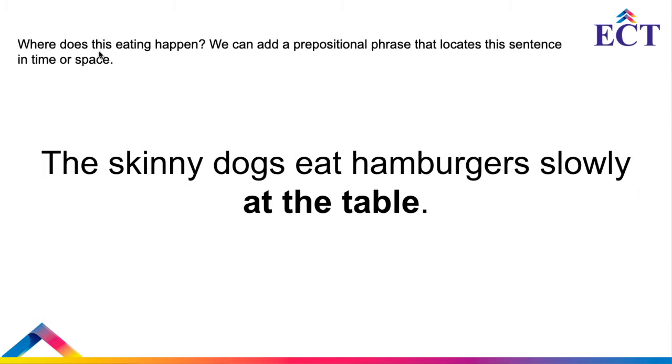Then comes where this eating happens. We can add a prepositional phrase that locates this sentence in time or space. So the skinny dogs eat hamburgers slowly at the table. So we are now adding this prepositional phrase to locate this sentence in time or space. We started with a simple sentence and go on to make complex sentences with the help of adjectives, adverbs, prepositions, and conjunctions.